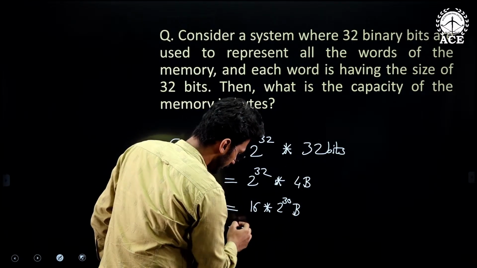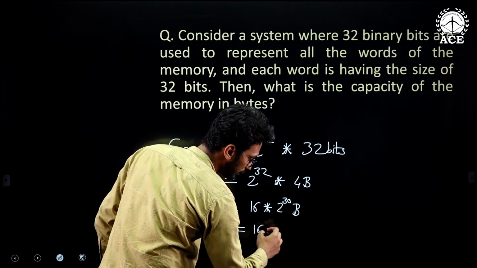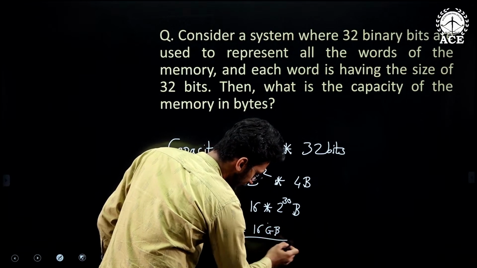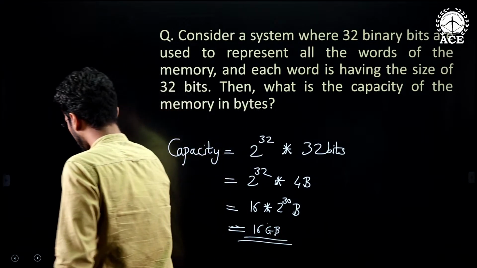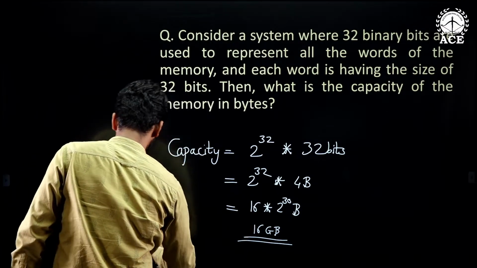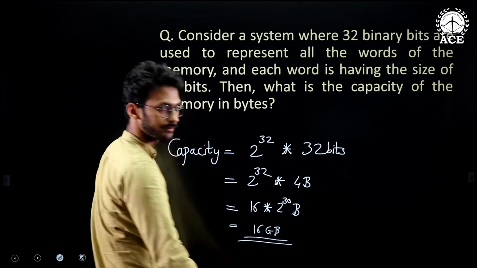Here we converted bits to bytes, fine. Okay, 16, 2 raised to 30 means what? GB. That is the answer. I hope you got it. Let's see the next question. Before that, let me just rub this one. Equal to 16 GB. Done.